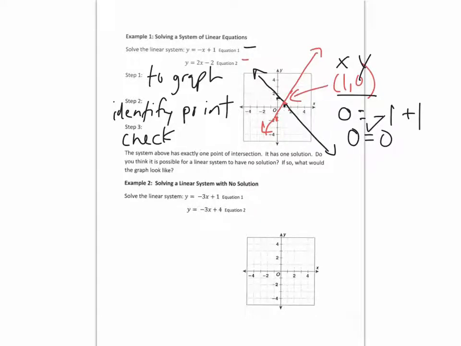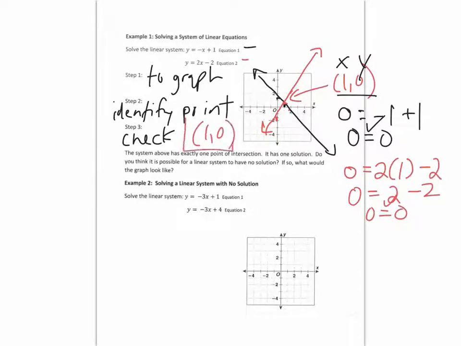I'm going to do the same to plug into equation 2. 0 goes in for y, and I have 2 times x, or in other words 2 times 1, because my x value is 1, minus 2. I see that I'm saying that 0 equals 2 minus 2, which is also true. So yes, (1, 0) is the solution to this system of equations at the point of intersection. Because it's the point of intersection and it's the only point shared by both lines, when I plug this into the equations, it will make both of these true at the exact same time.